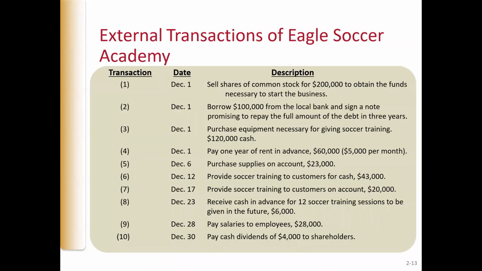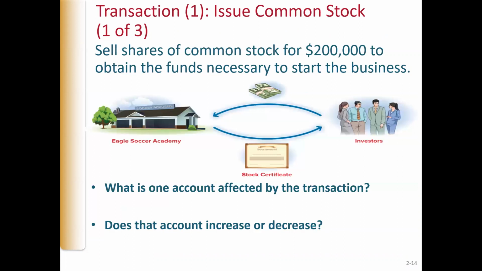So guys, we're going to take these transactions for Eagle Soccer Academy, and we're going to pick them apart and understand this process. The first transaction is they sold shares of common stock for $200,000 to obtain the funds necessary to start the business. When they sold common stock and received $200,000, can you think of one possible account that was affected?